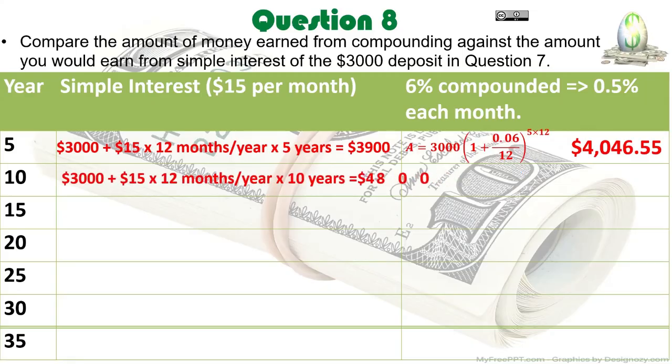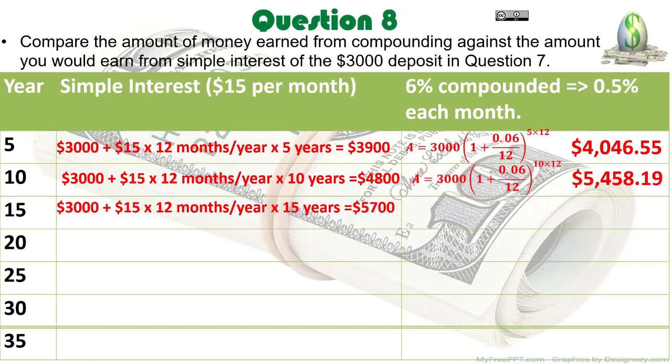So let us continue the same process through 10 years. So we have $3,000 plus $15 times 12 months per year times 10 years now. And that'll give us $4,800. Now we do the same thing using compounding. And we find that we'll get $5,458.19.